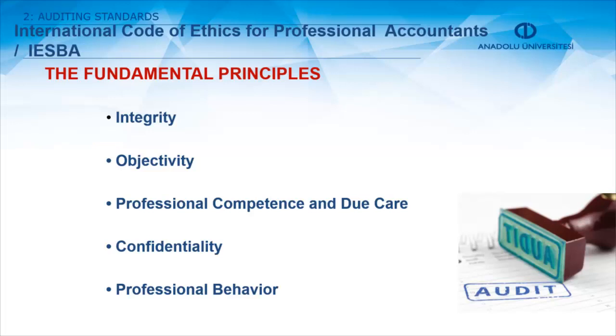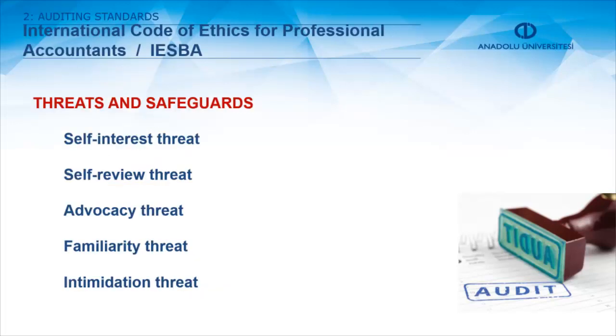So what is the international code of ethics for professional accountants? There are 5 main fundamental principles for the auditors. One is integrity, another is objectivity, professional competence and due care, confidentiality, and professional behavior. These are the 5 main fundamental principles under the code of ethics.